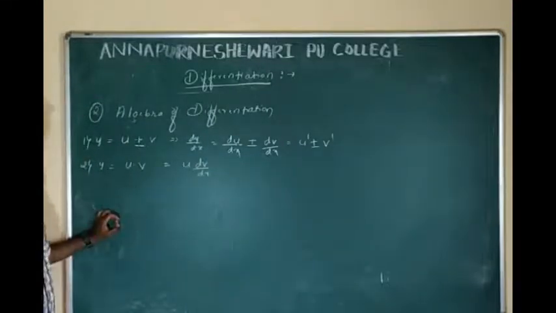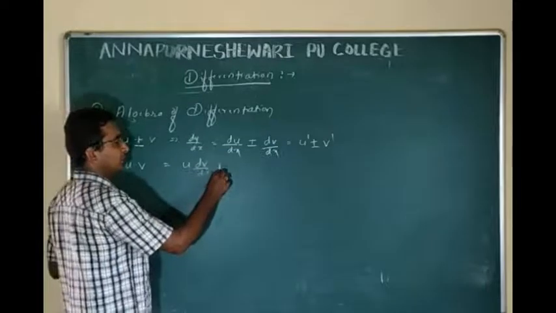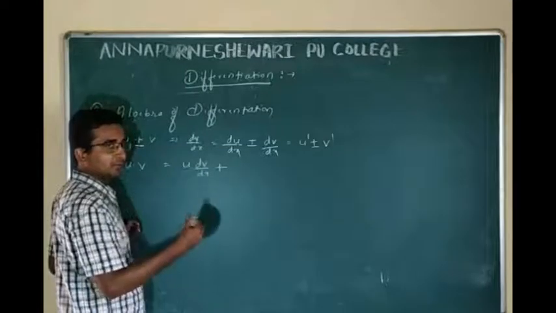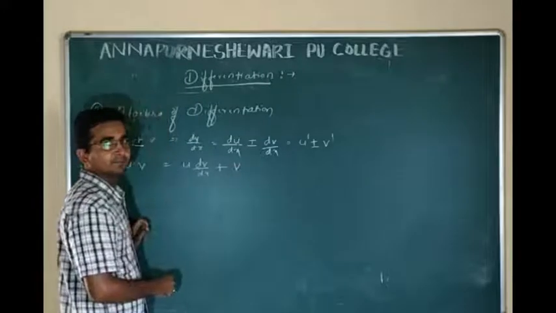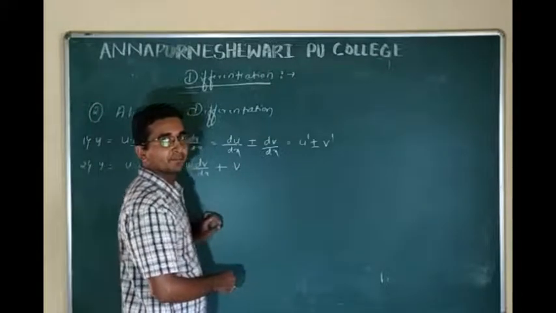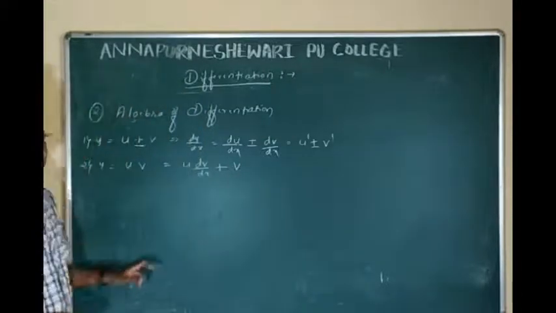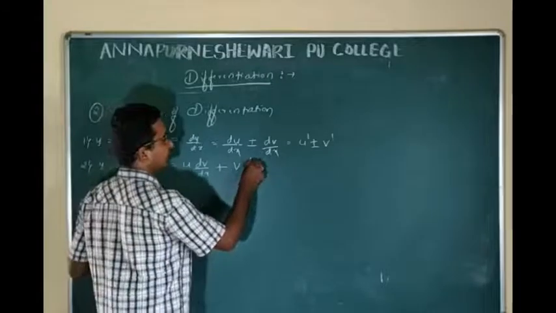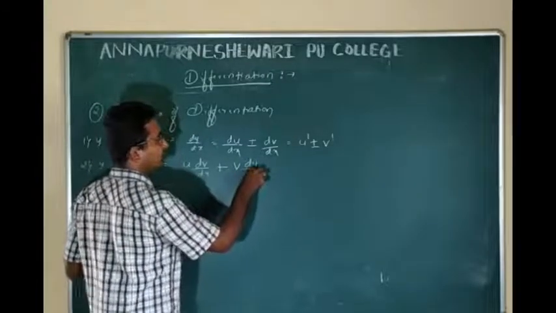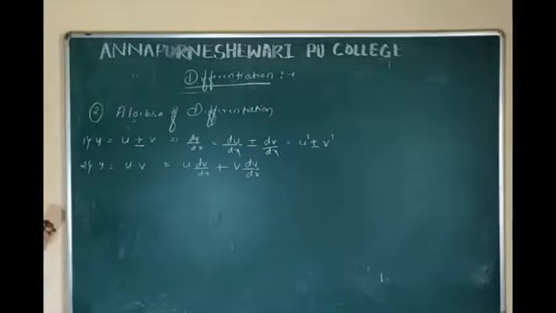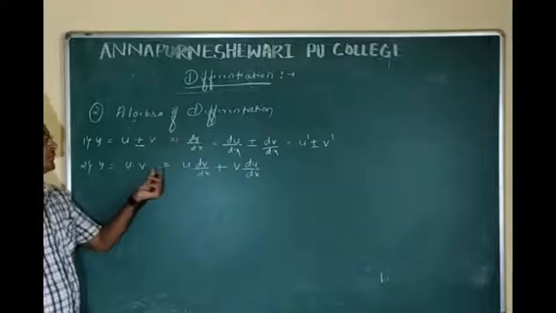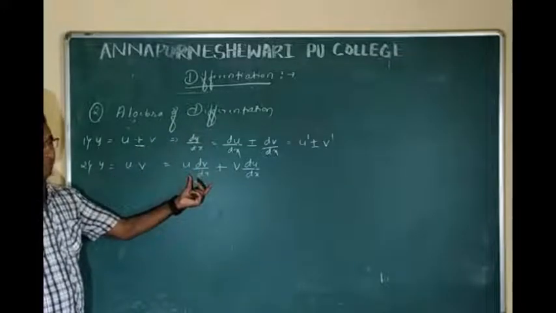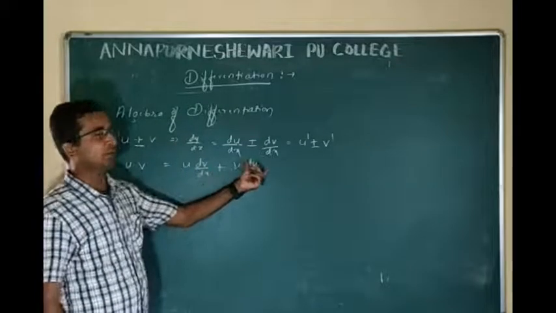Getting? Next, keep the plus, then keep the second term as it is, then differentiate the first term with respect to x. This is how we do the differentiation of the algebraic form u into v, that is u dv by dx plus v du by dx.